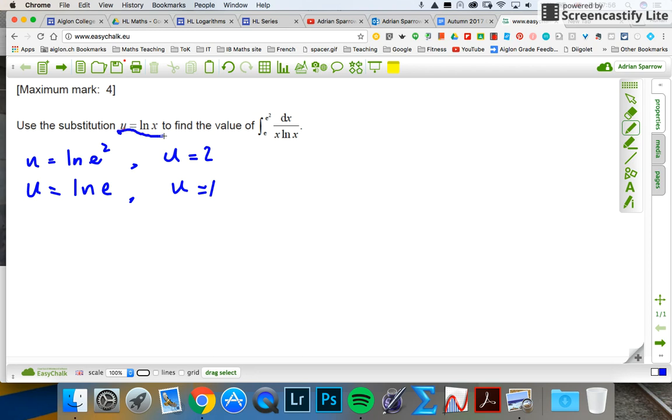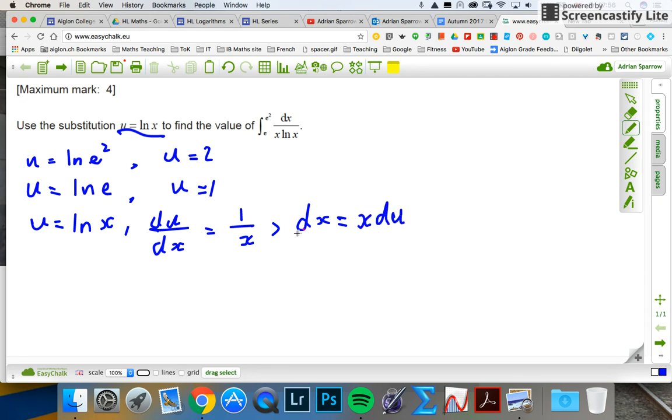Let's go back up here and look at what they gave us for the integral, which is u equals log x. Now with my substitution, what I always do is I differentiate it. So it becomes du by dx. Now du by dx, when I differentiate that, becomes 1 over x. And then the next step I always do for any substitution is I always make it dx equals. So with this dx, I'm going to times both sides by x, so dx equals x du.